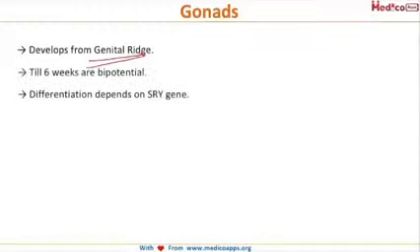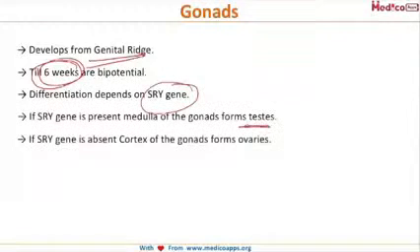Now, a few words about the gonads. These gonads develop from the genital ridge. We'll discuss embryology in detail later on, but here what you need to remember is these gonads develop from the genital ridge. They are bipotential till 6 weeks of gestation. And this we already know that the differentiation depends on the SRY gene. So if it is present, it will form a male, and so the testes have to be formed. And if it is absent, then the ovaries have to be formed.